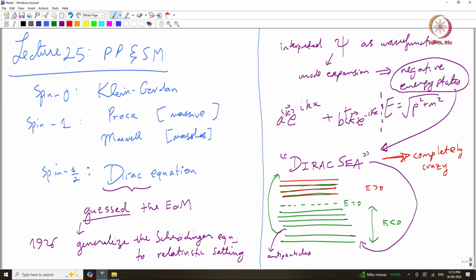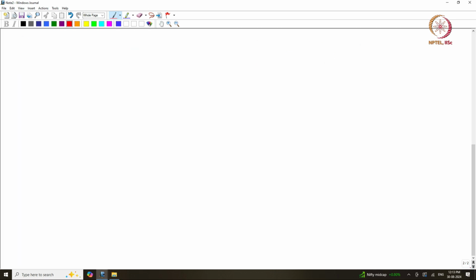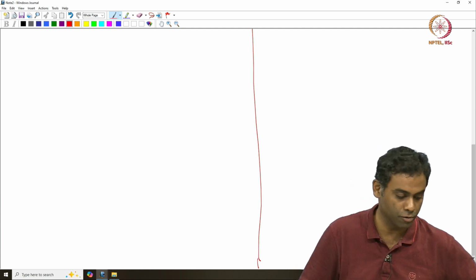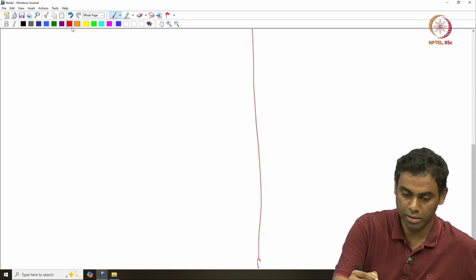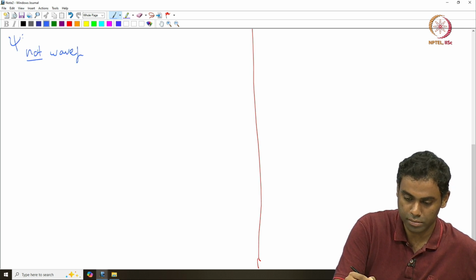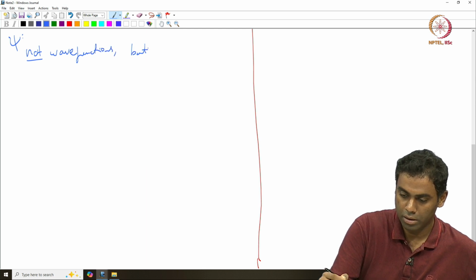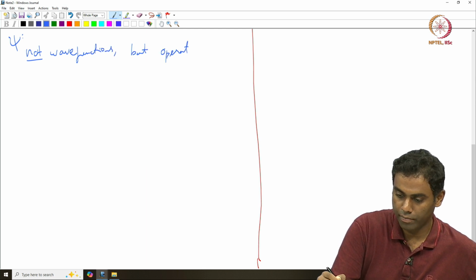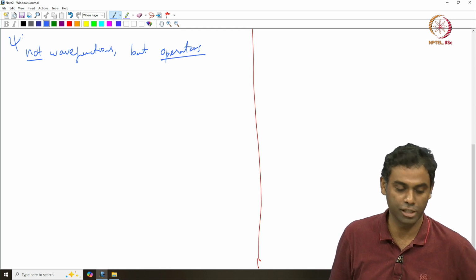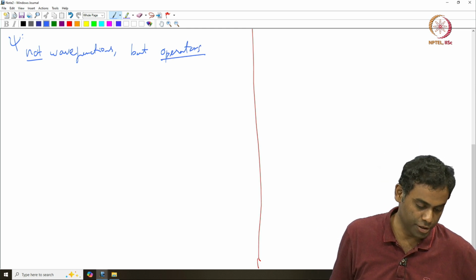Today of course, we are much more enlightened, we do know how to interpret the negative energy states. They are once again not wave functions. Again let me just write it, it is worth remembering these things. These are not wave functions, but operators, a combination of operators in fact, creation and annihilation operators, very good.